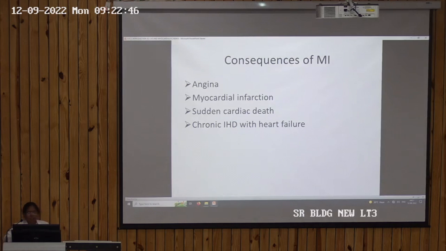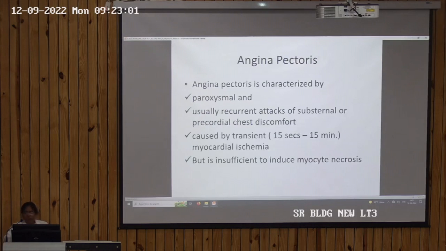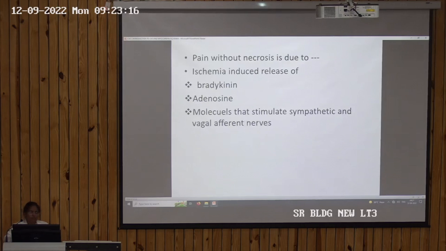Now, what can myocardial ischemia cause? It may result in these 4 clinical presentations: angina, MI, sudden cardiac death, or chronic ischemic heart disease with heart failure. So what is angina pectoris? It is paroxysmal, usually recurrent attacks of pain, and most important, it is caused by a transient myocardial ischemia of less than 15 minutes which is insufficient to cause myocardial necrosis.